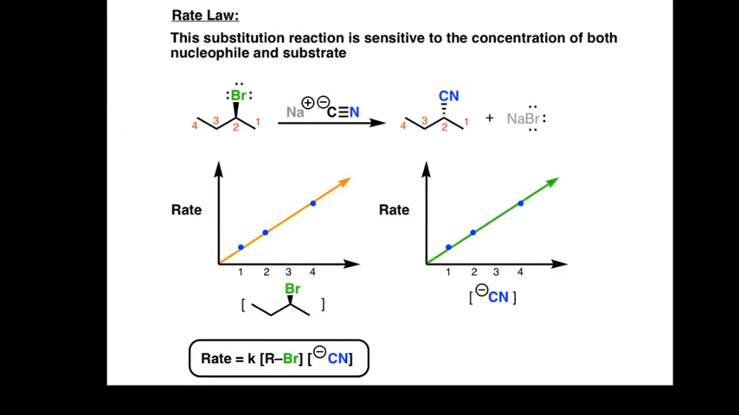As I have mentioned, the substitution reaction is sensitive to the concentration of both nucleophile and substrate. Here the substrate is alkyl bromide, and the nucleophile is cyanide, and the rate is increased by the substrate. It is directly proportional, as well as to the nucleophile. It is directly proportional to the nucleophile. Okay. So in this short video I have described how the rate is affected by substrate and nucleophile. So thank you.